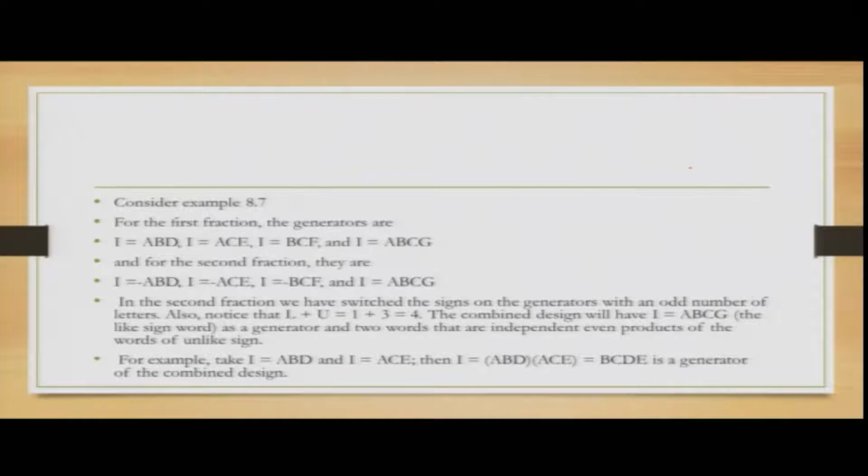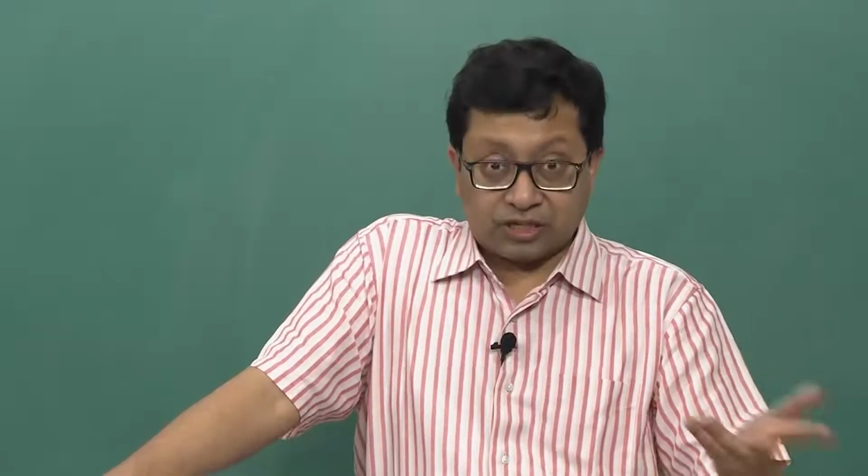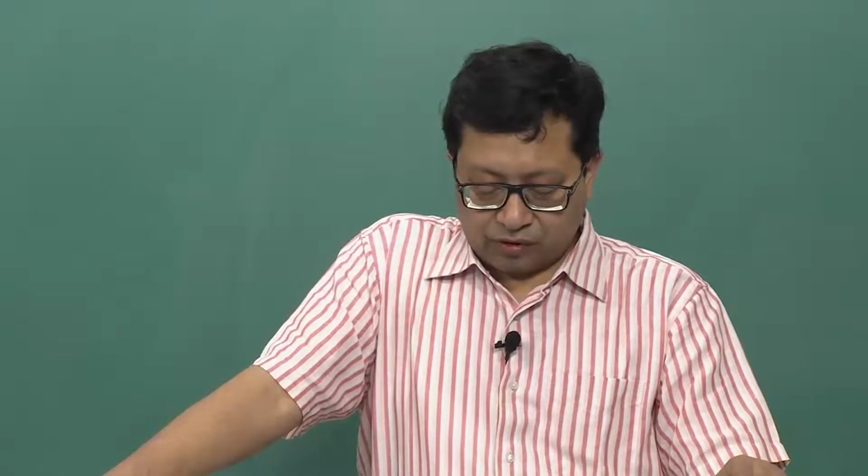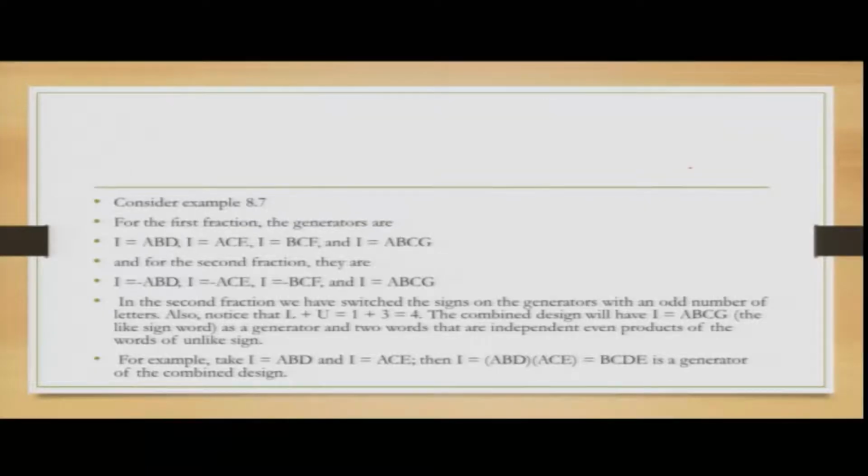Consider for example, 8.7. For the first fraction the generators are, as we have mentioned, ABD, then the next generator would be ACE, others would be BCF and ABCG, and for the second fraction they are, and obviously the negative would be taken when the generators are ABD, minus ACE, minus is the overall effect which is in the opposite direction. So, you will basically consider the L and U combinations which we were talking about just a few seconds back. Then the other one would be minus BCF and ABCG.